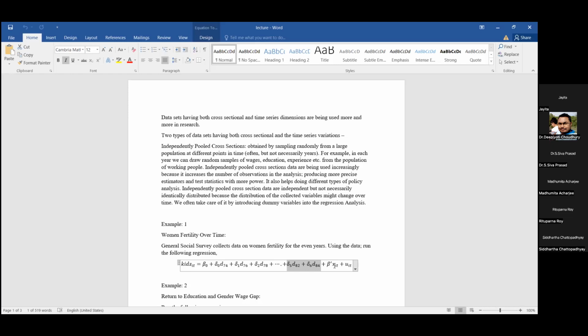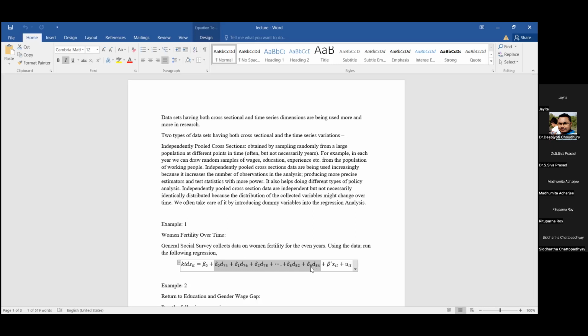Why have I given this example? Because, as I mentioned over here, independently pooled cross-section data, as the name suggests, are independent, but their distribution might change over the time. They might not be identically distributed. How should I take care of that in my regression analysis? I take care of that by introducing these dummy variables over here. If the distribution has not changed over the time, delta 0, delta 1, delta 2, dot dot dot, delta 6 would have been statistically non-significant and close to 0.